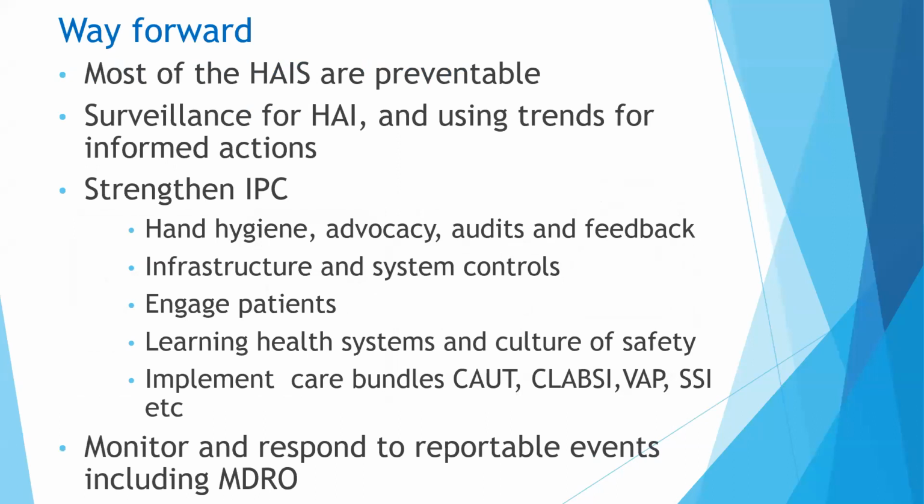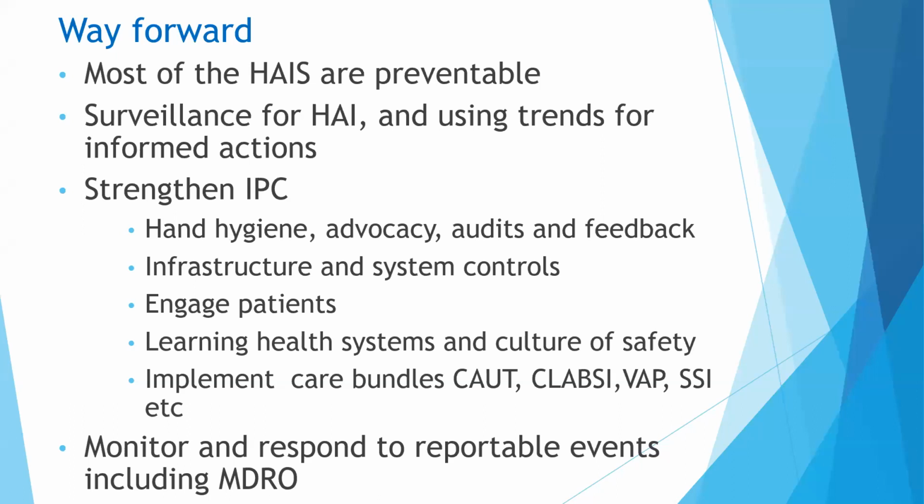So what's the way forward? Most of the hospital-acquired infections are preventable. That's the first thing we need to know. So what do we need to do? We need to do surveillance for hospital-acquired infections, using trends for informed actions. By that, we can strengthen the IPC by doing hand hygiene practices. We can do advocacy for IPC. We can also do audits of the system to check where we are. Once we get the reports, we can give feedback. We can also look at the infrastructure and the system controls. How well are we doing? Do we have systems in place that are working?